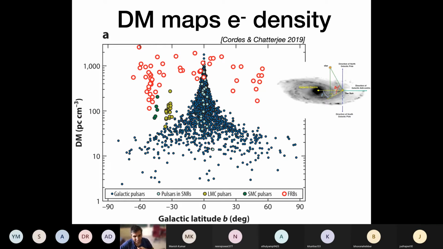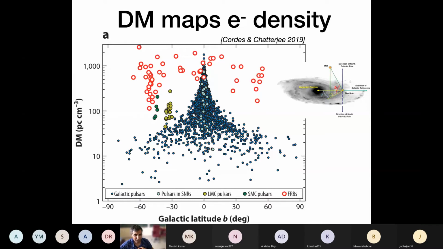The x-axis is the galactic latitude b. Just to orient you, b equal to 0 means you're looking in the galactic plane, and b equals plus 90 degrees means you're looking towards the north of the galactic plane. B equals minus 90 degrees means you're looking towards the south. Since most of the electron density is along the interstellar medium disk, we expect the DM to be highest for b equal to 0.